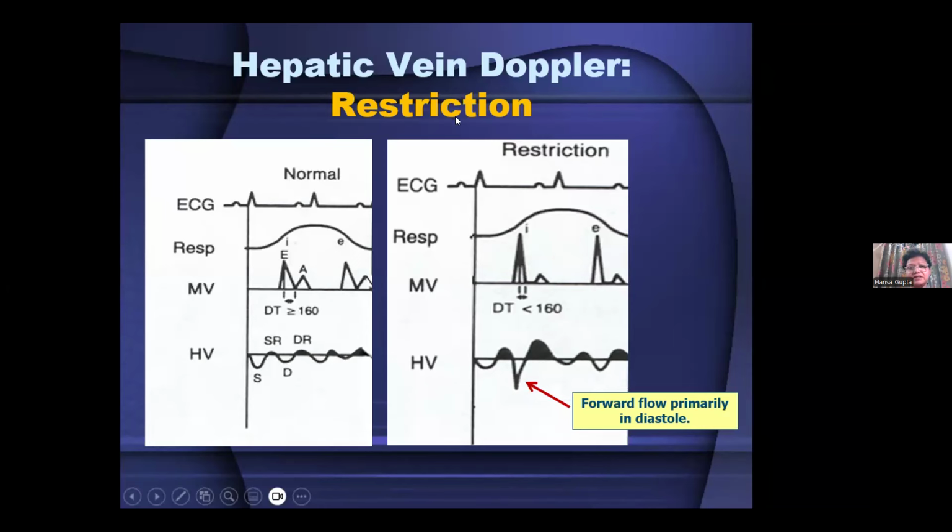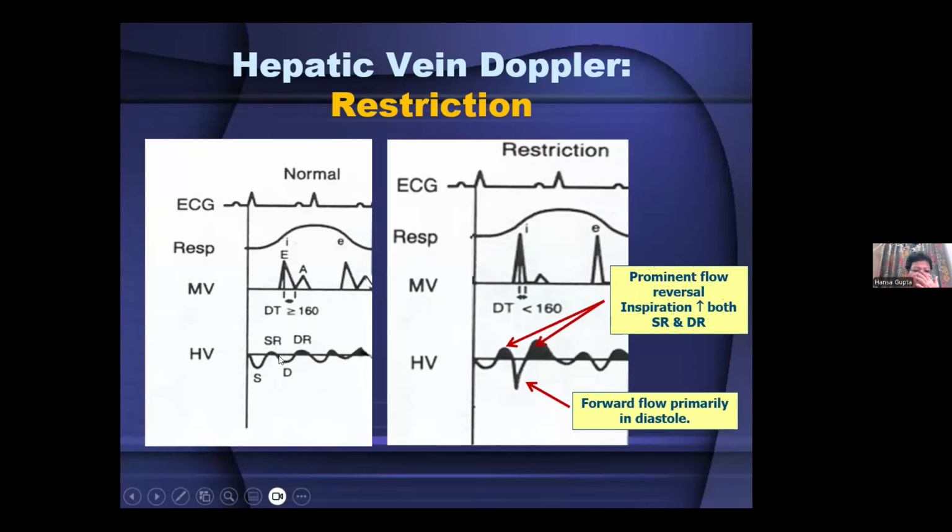because this is important in the restriction physiology. This is a normal and this is a restriction physiology. This is the respirometer, which helps to identify the inspiration and the expiration. See this? This is the normal, and this is a systolic. Generally the first hepatic vein, which is vertically draining into the IVC, is usually identified and interrogated. And see here: systolic waveform, systolic reversal, diastolic waveform, diastolic reversal.